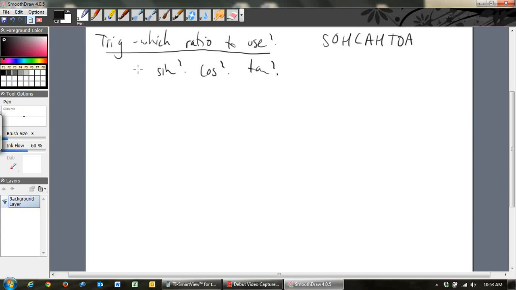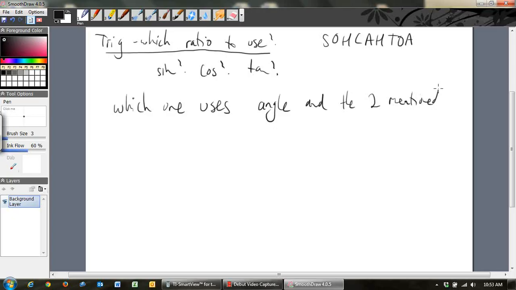And so what we're looking at is which one uses the angle and the two mentioned sides. The two mentioned sides, what I mean by that, if you're given the length of a side or you're trying to find the length of a side, then they're the sides that we're interested in. Okay, so I think I'll just go straight to a quick example before I get into some proper examples.